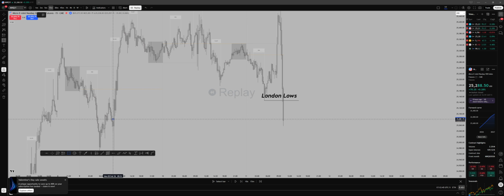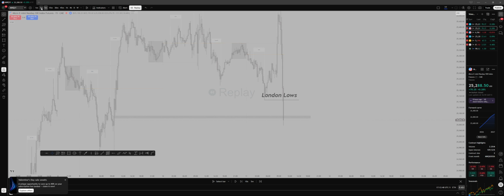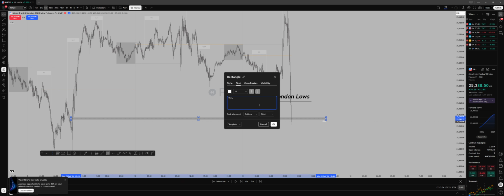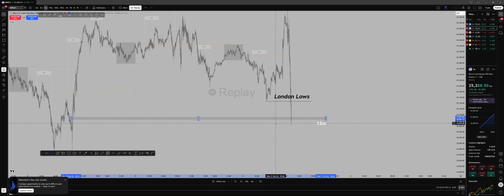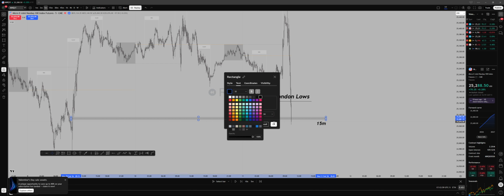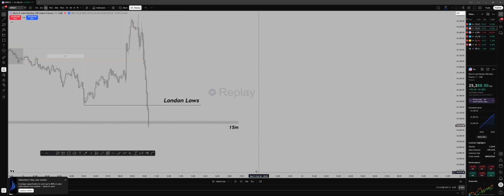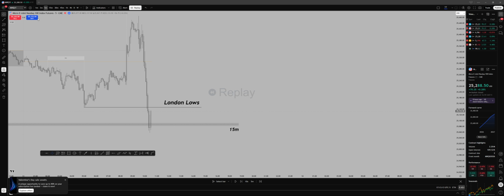Okay, we have one perfectly right here. That's a 5-minute, or actually, that's a 15-minute gap. So 15-minute gap, this right here. And we're going to be looking for an inversion fair value gap to go to highs or data highs, stuff like that. Okay, so let's see. Boom, right there. So we have our inversion right here.